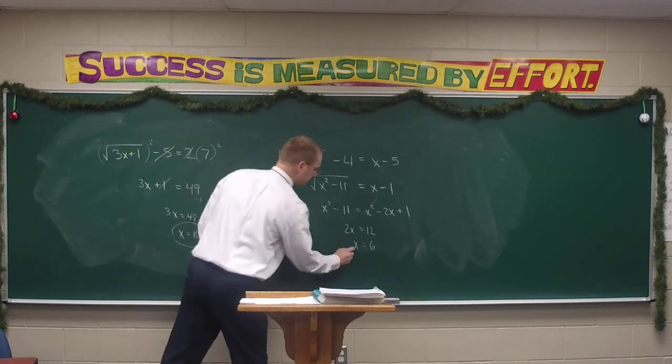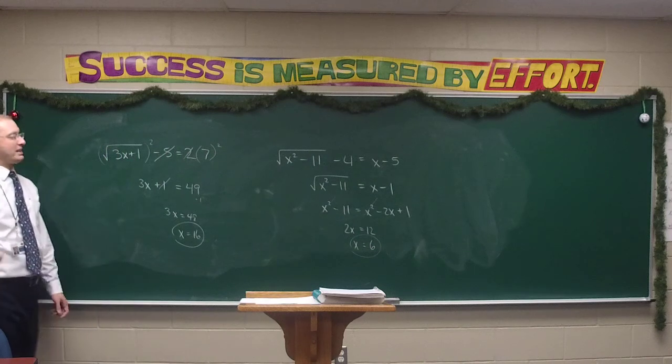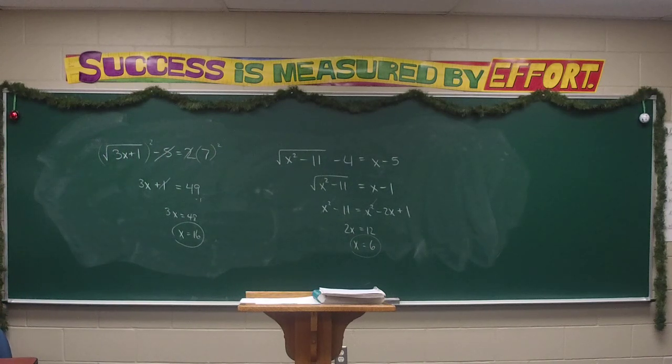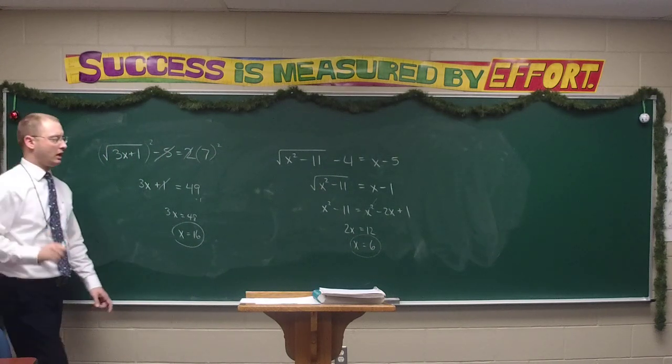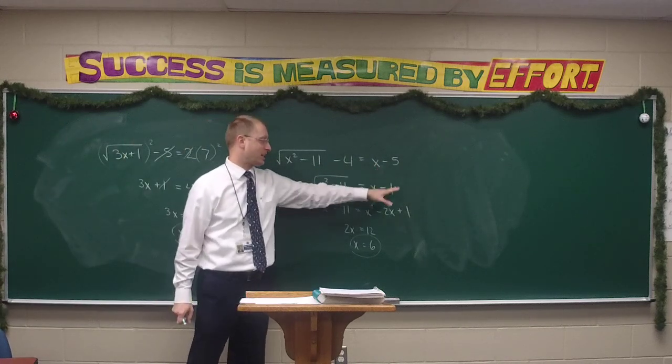And it checks. How many got x equals 6 for your answer? All right, questions. Add the 4, makes it an x negative 1.